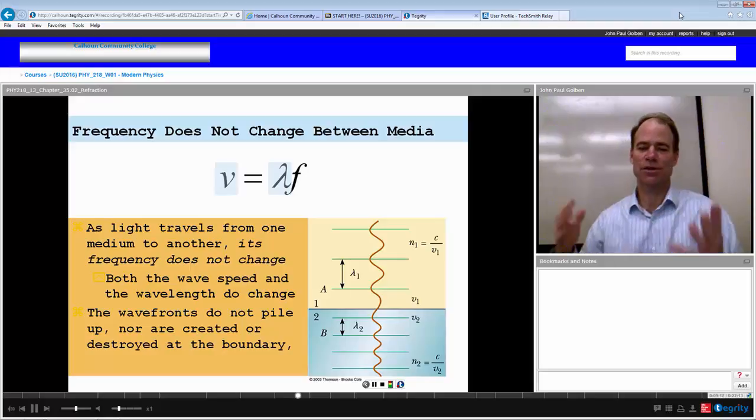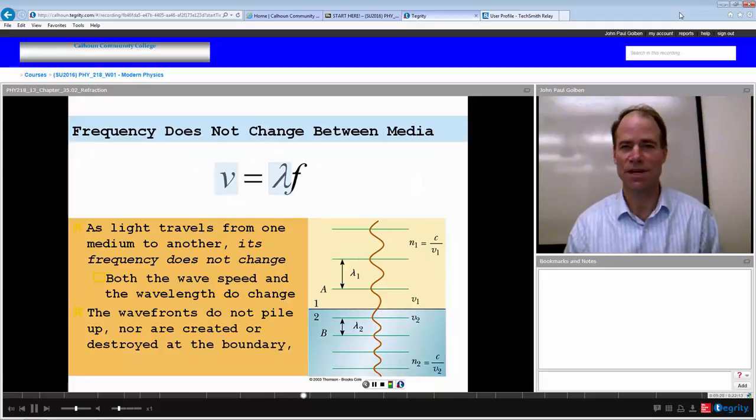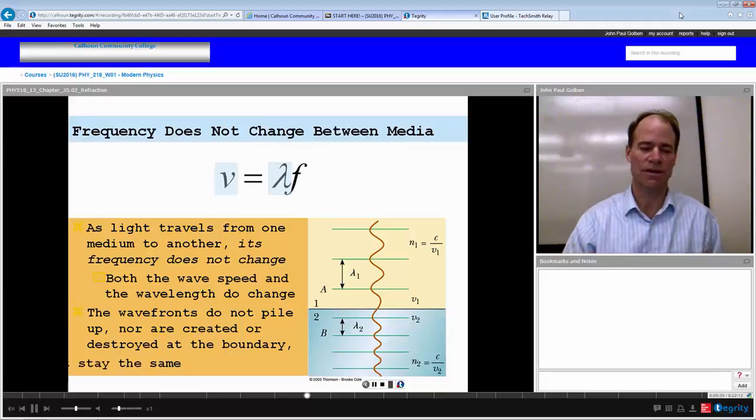The wavefronts don't pile up at the interface, nor are they created or destroyed at the boundary. So this allows continuity of the light as it goes through the interface, and it also allows continuity of the photons in a sense, because photons relate to the frequency. So the wavefronts do not pile up in the interface. The frequency stays the same.